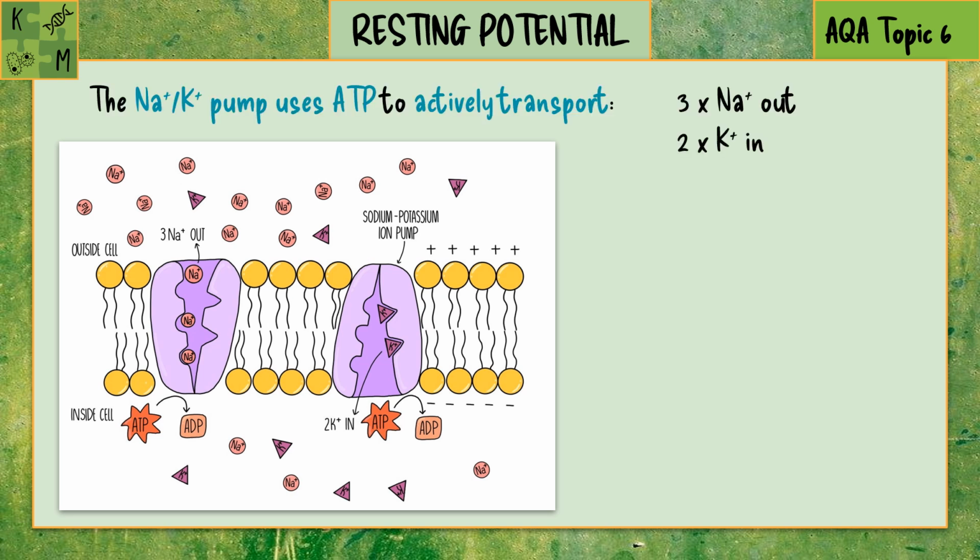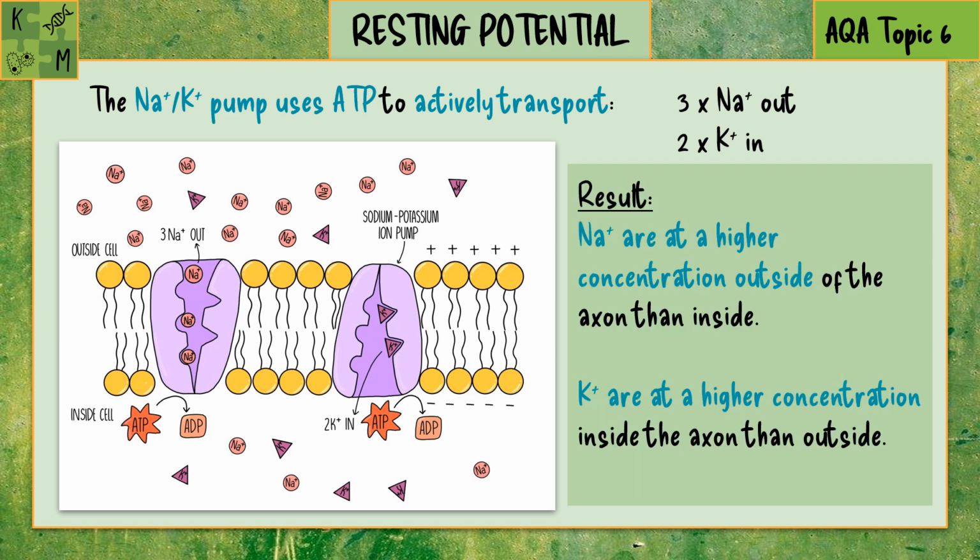The sodium-potassium pump is found in many cell membranes, including those of neurons. This pump uses energy from ATP to actively transport 3 sodium ions out of the neuron axon and at the same time transport 2 potassium ions into the axon. This results in a concentration gradient for both types of ion, with sodium ions being more concentrated on the outside, while potassium ions are more concentrated on the inside.